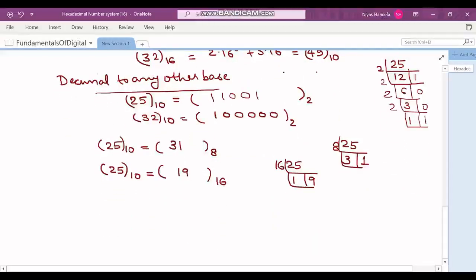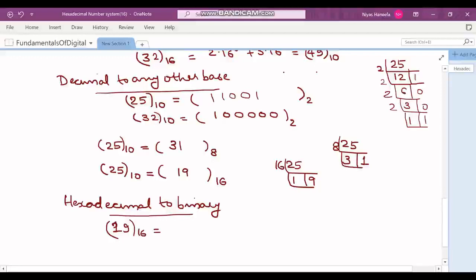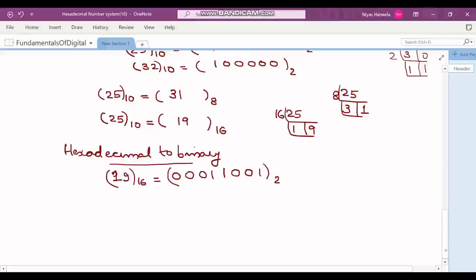Now any hexadecimal number to binary. So you have 19, the hexadecimal number. If you want to convert to binary, take each symbol or each digit. So what is the first digit? 1. Convert to the equivalent binary. Then what is 9? 1001. Like I mentioned above, you can do that. But after doing it a number of times, it will automatically come to you.